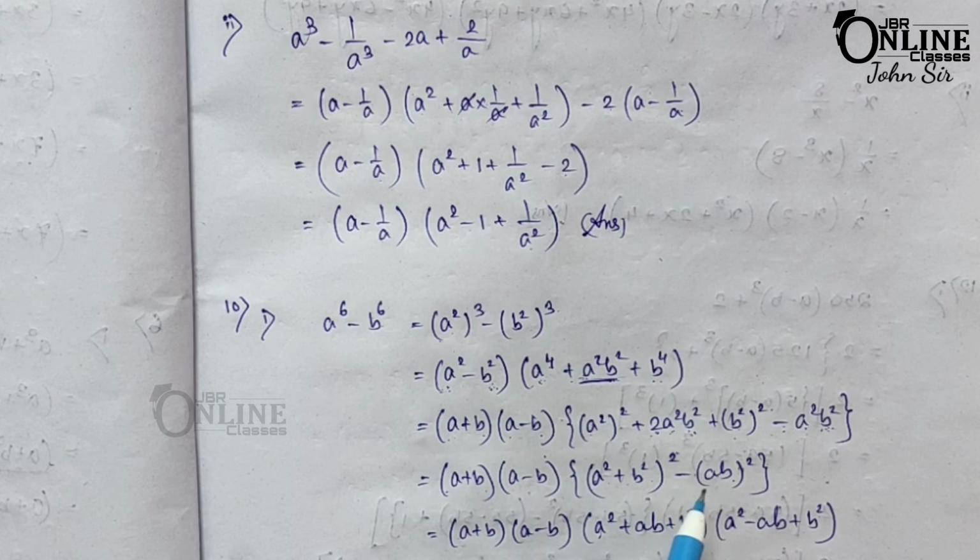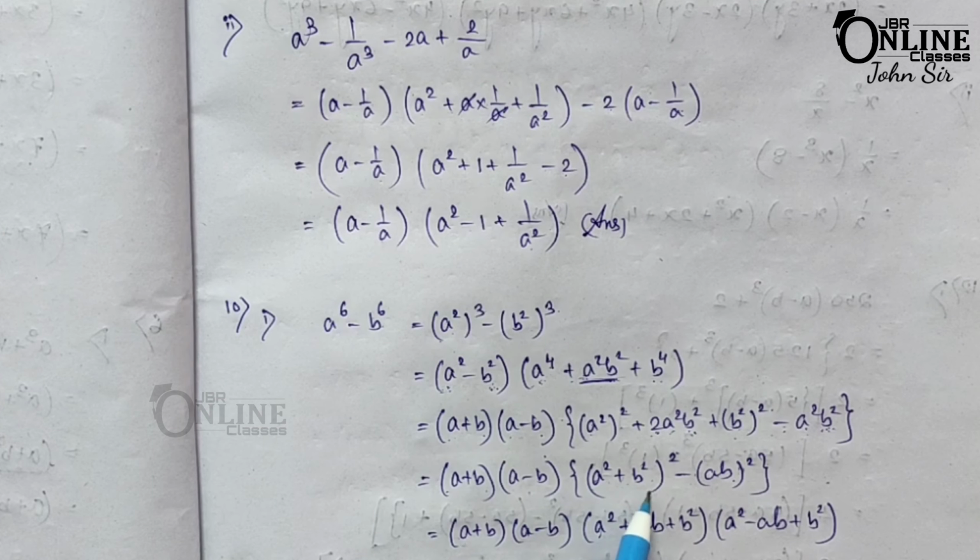Okay, it's a little bit tough problem, but do the sum step by step. Whenever you are going to start this sum, just solve this problem step by step and very carefully, it's a little bit tough problem. So here a square plus b square whole square minus ab whole square.